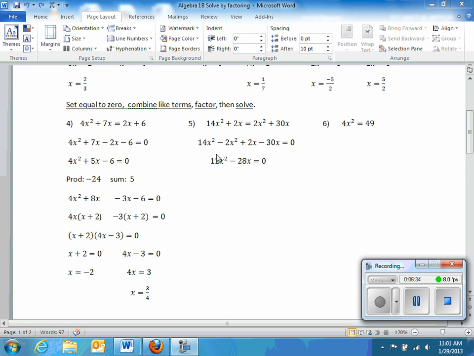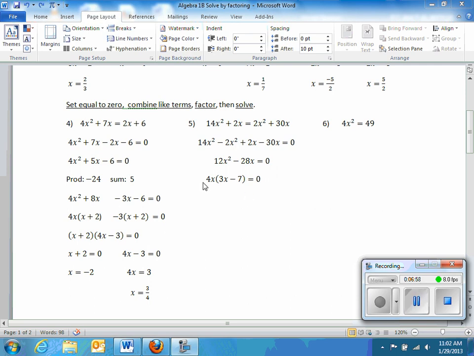I noticed that the technique I would use here is pull out GCF. I could pull out a 4x from both of these. If I take a 4x out of 12x squared, it'll leave me with a 3x. If I take a negative 28x and I pull out a 4x, it'll leave me with a negative 7.